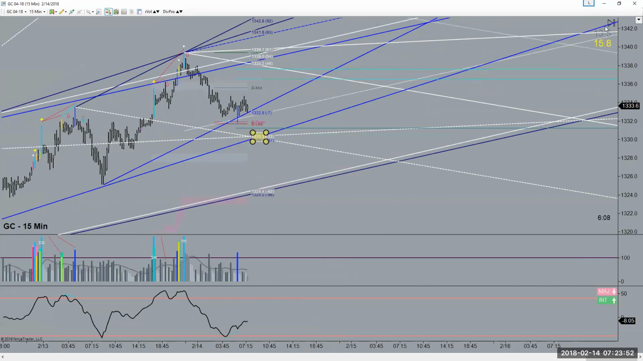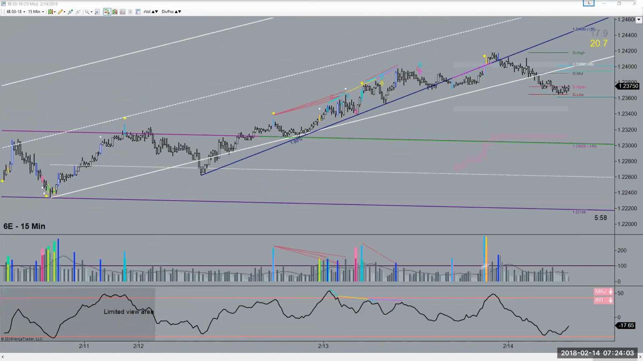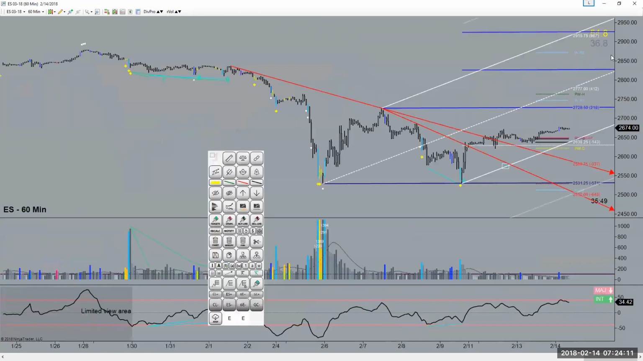Right there. So it looks to me like 6E and gold will be the next setups. I think ES will probably be up to 20, maybe by this afternoon or tomorrow morning. We can be up into here in the ES, maybe today, if volatility starts picking back up.